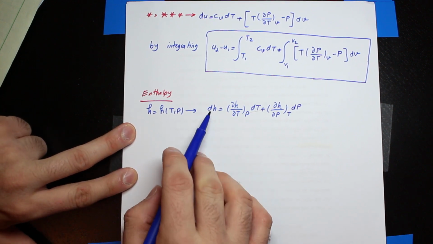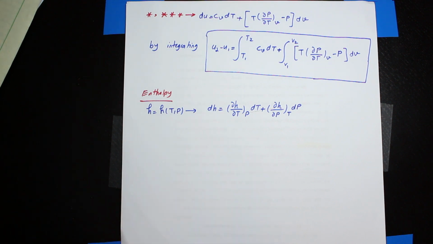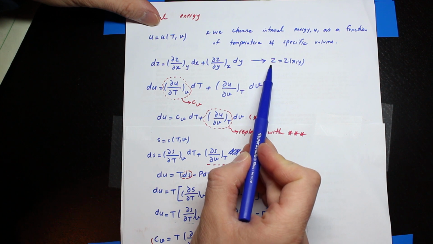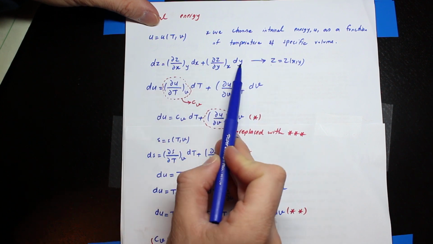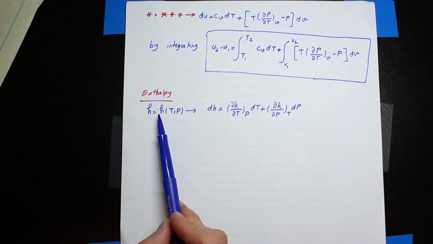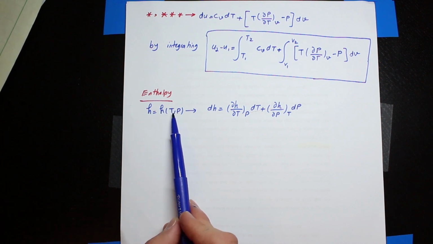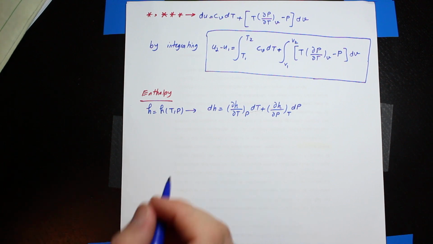So once again, for this correlation, I am applying this concept that we had earlier. At the very beginning, we said that if z is a function of x and y, then dz can be written like that. Right now I'm doing the same thing, but considering z being enthalpy, and x and y being temperature and pressure. So that gives me dH.